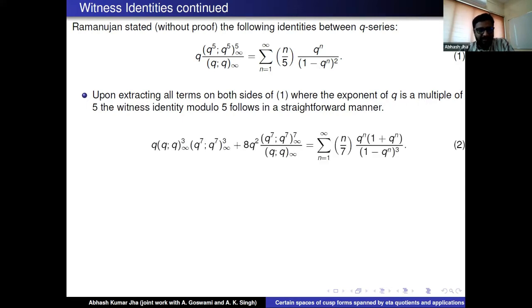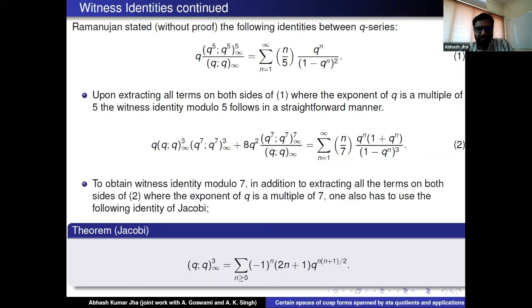In the case of 7, Ramanujan has this identity. He expressed this kind of Eisenstein series as a linear combination of two modular forms. Here also you extract the terms which are powers of q that are multiples of 7, and you use this Jacobi identity because (q;q)_∞ to the power 3 is appearing here, so you have to use this Jacobi identity to get the witness identity modulo 7. So these are the two witness identities which Ramanujan gave.